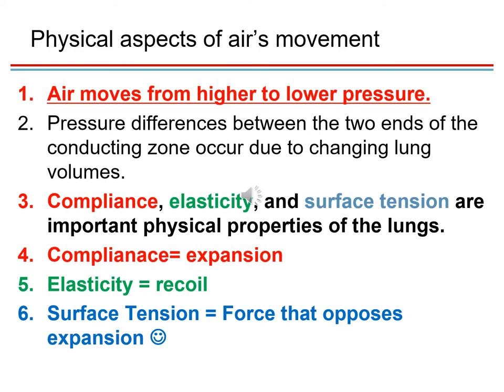What does it mean? Compliance is the capacity of the lungs to expand. Elasticity is the capacity of the lungs to recoil or recover the normal shape. And surface tension is the force that opposes the lungs' expansion. In other words, it is antagonist to compliance.